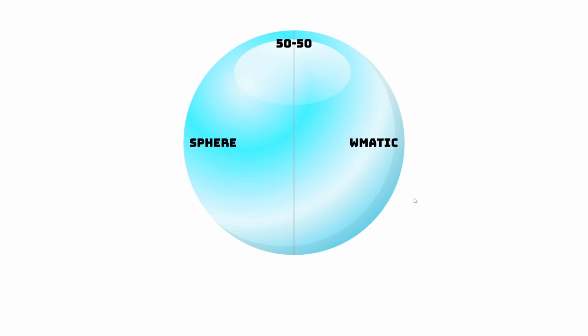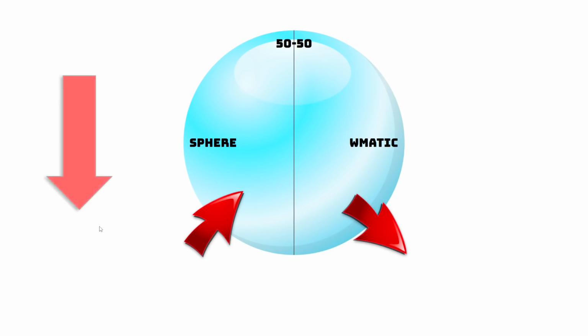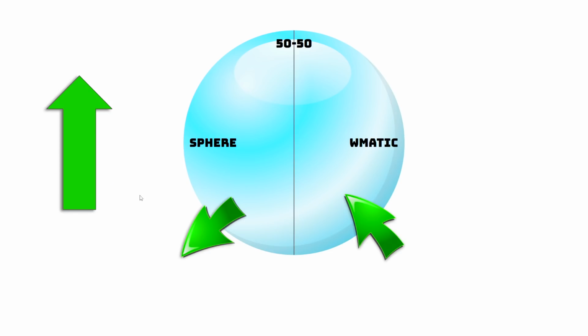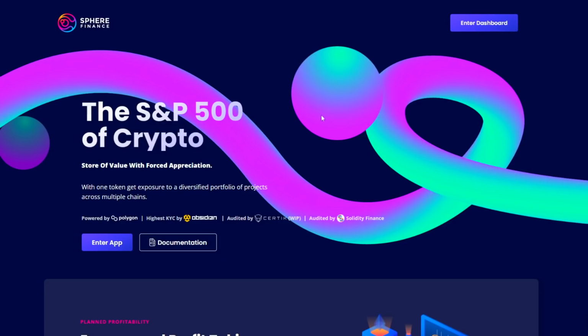When users sell, the opposite happens. Sphere is added to the liquidity pool and Wmatic is removed, causing a forced depreciation of the price of Sphere because more Sphere must now equal less Wmatic. Therefore, the only way that the price of Sphere can increase is if Sphere is bought from the pool. Or is it? This is where quantum liquidity comes into play to set Sphere apart from all other DeFi projects.